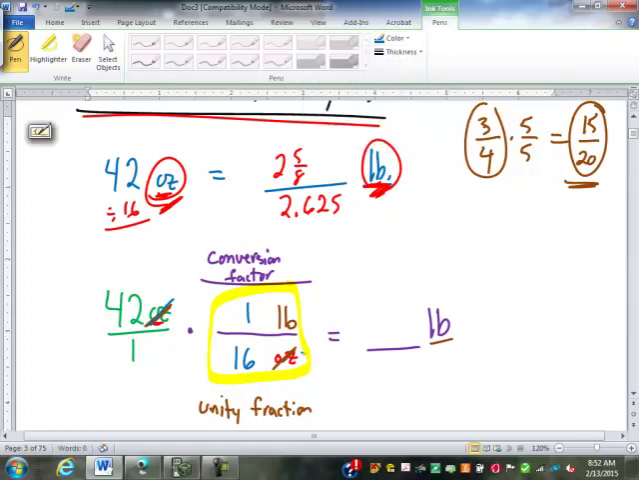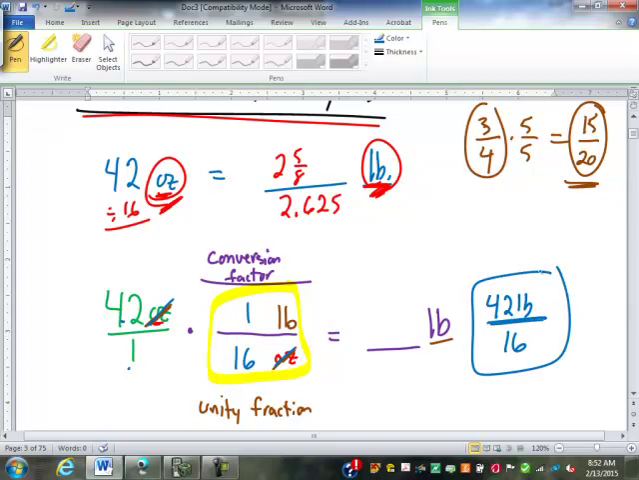So the ounces cancel out. We have 42 times 1 pound is 42 pounds. I'm going to write that over here. 1 times 16 is 16. So now we look at this, and we have to reduce that fraction by dividing it out. 42 divided by 16 gives us 2.625.